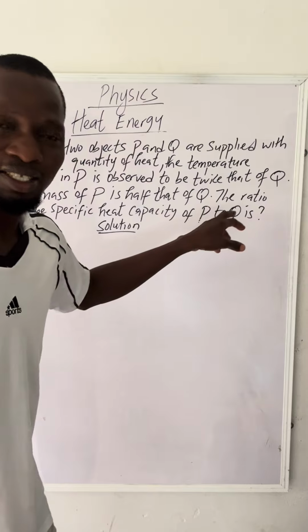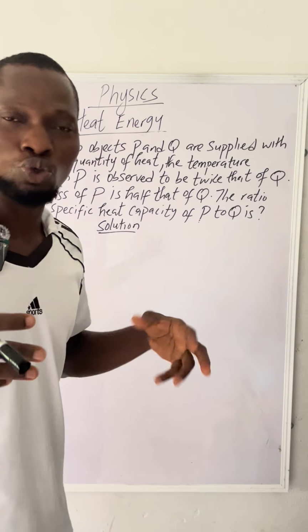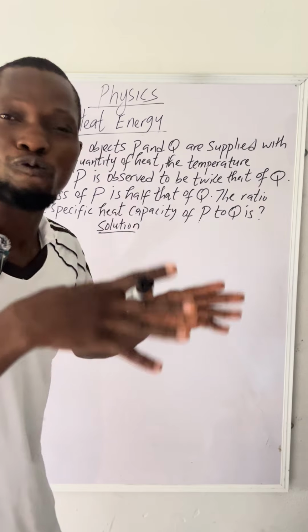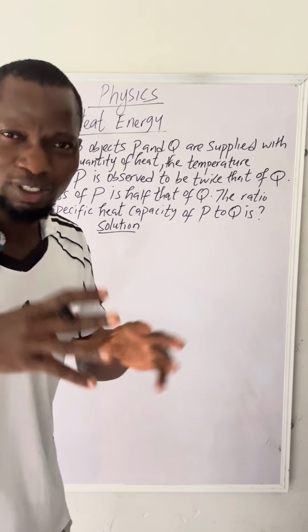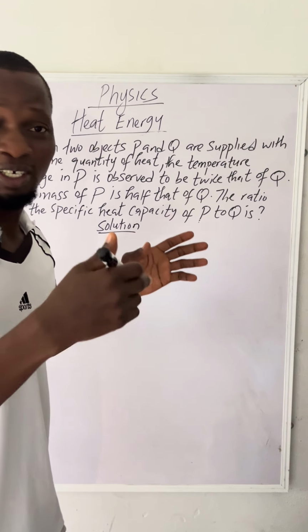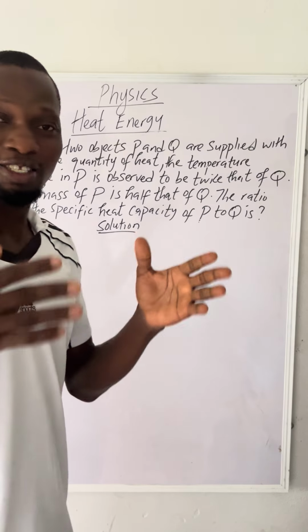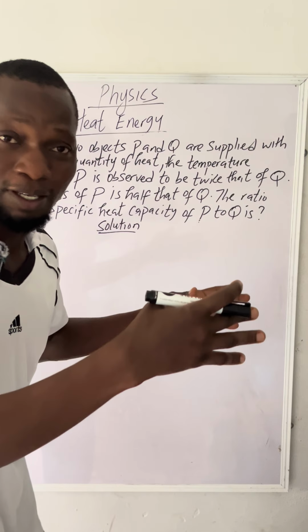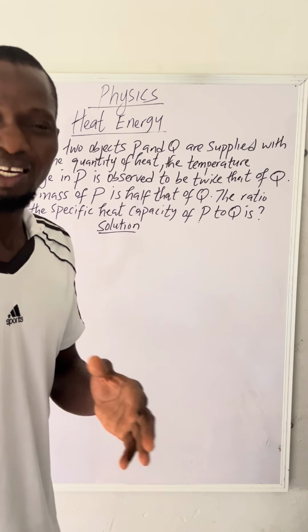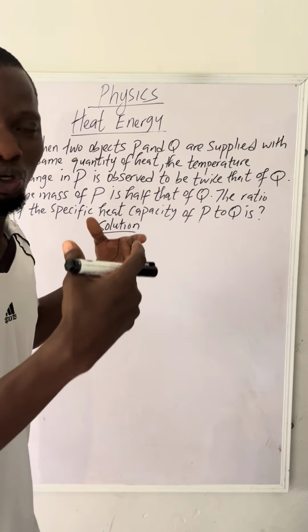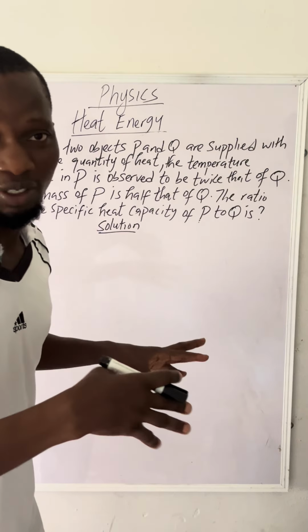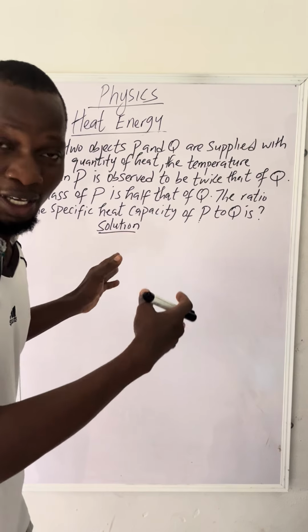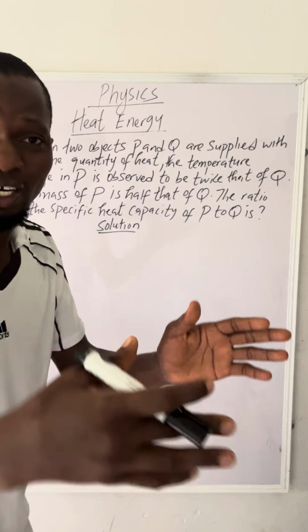Now, this last statement is what is telling us what to do. The question wants us to find the ratio of the specific heat capacity of P to Q. Now, what does that mean? It means that we have to get the specific heat capacity of P, get the specific heat capacity of Q, and then find the ratio of specific heat capacity of P to Q. Now, let us try to bring out some of the parameters that we have in the question, and then we calculate the specific heat capacity of P, we calculate the specific heat capacity of Q, then we finally find the ratio.